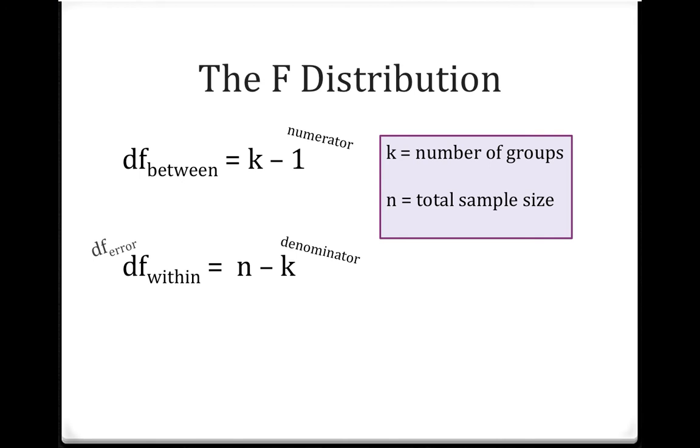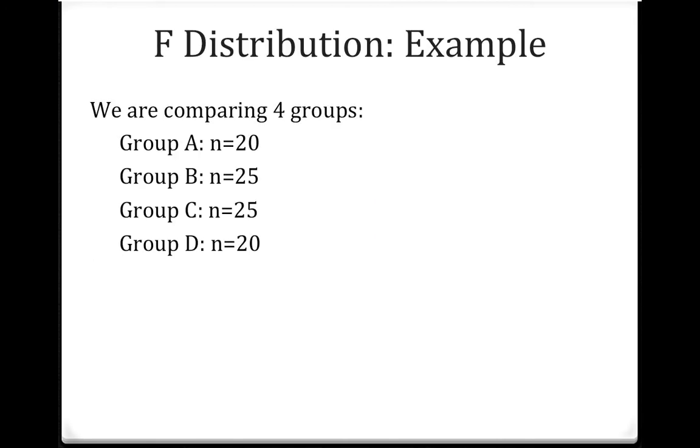Let's look at an example. We're comparing four groups. Group A has a sample size of 20, Group B has a sample size of 25, Group C has a sample size of 25, and Group D has a sample size of 20. Degrees of freedom between groups is k minus 1, or the number of groups minus 1. 4 minus 1 equals 3. We have 3 degrees of freedom between groups.